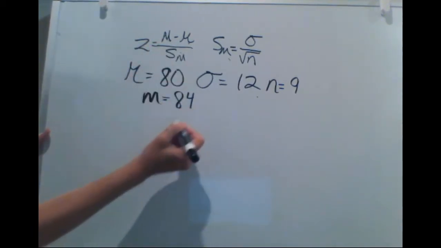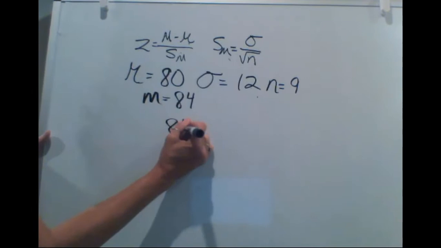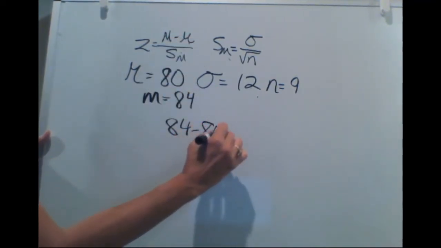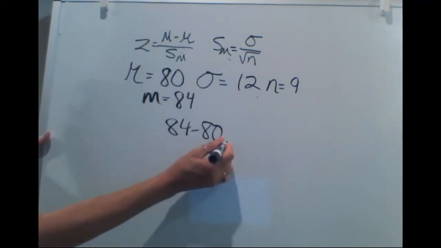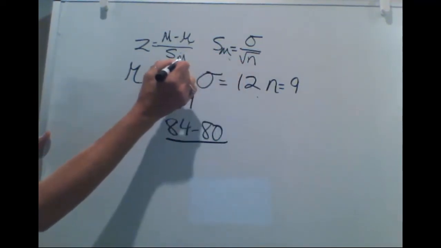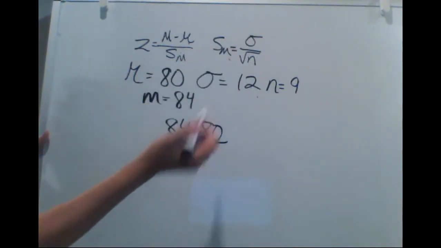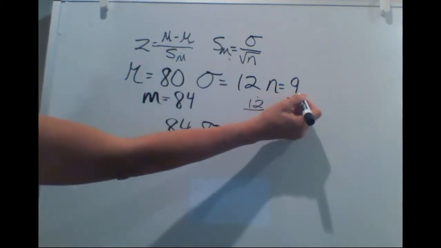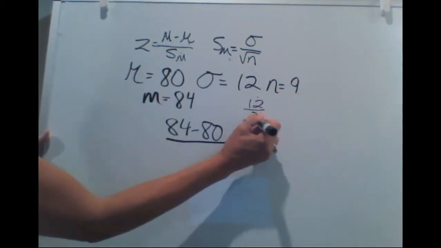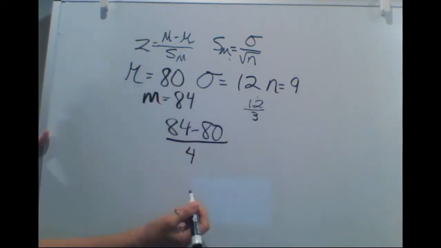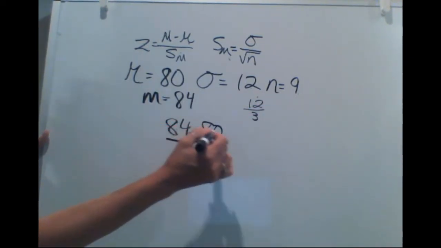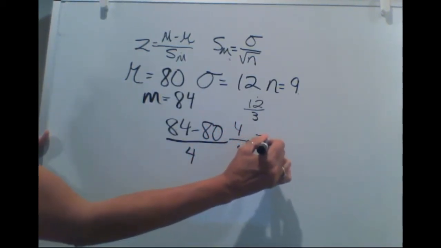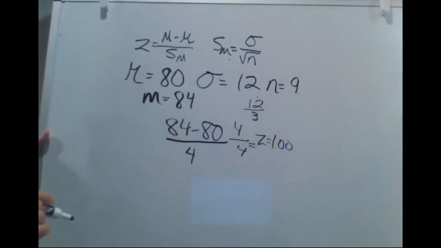So we're going to take the mean of 84 minus the mean of 80, which is the population mean. So we have our sample mean minus our population mean. And now we're going to need to divide it by the standard error. So let's get that standard error first. It's the standard deviation of 12 divided by the square root of n. Square root of 9 is 3. 3 goes into 12 4 times. So we have 84 minus 80 is 4 divided by 4. So our z-score for this mean is 1.00.